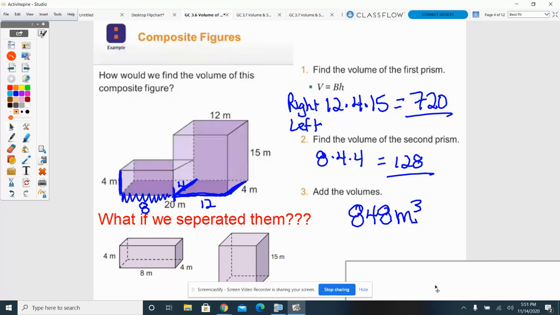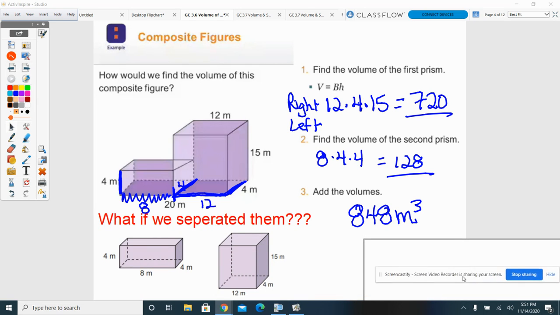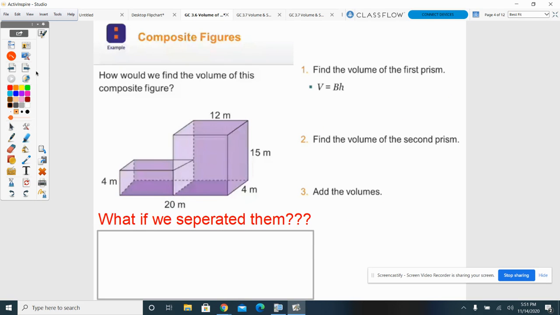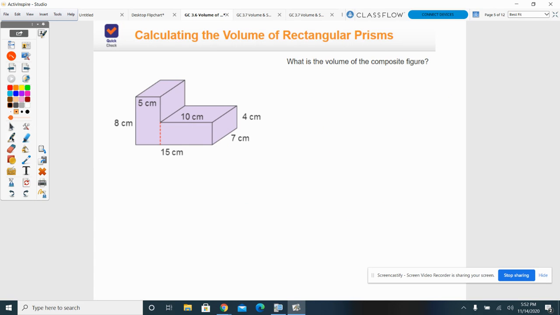What if we separated them? There they are. I don't know if you can quite see that there. So you can pull them apart, and that's just what we got, but you really have to use your brain to figure out what those missing measurements are. So don't let it trick you up. So let's try this guy.